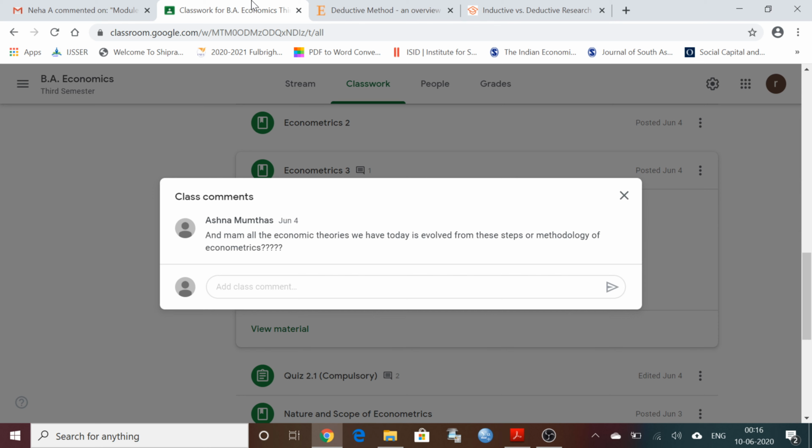And all the economic theories we have today evolved from these steps or methodology. Of course, there are steps, but there is also a difference of approach, right? So I hope you will get all these ideas relating to research and these methodologies only after the completion of our subject, I think. Okay, so let's wait for that. So we can move on to the next query.